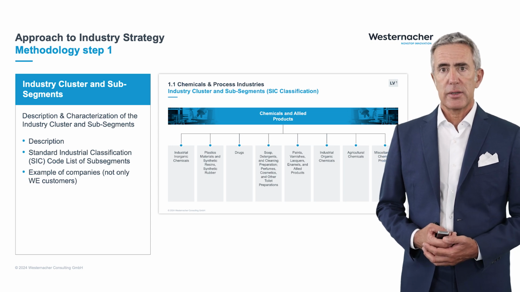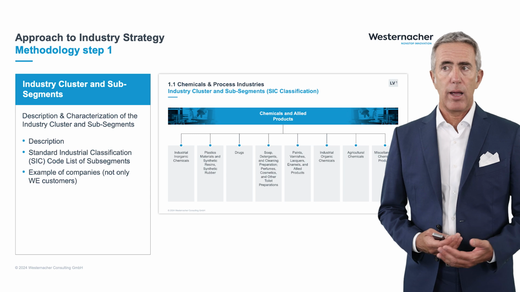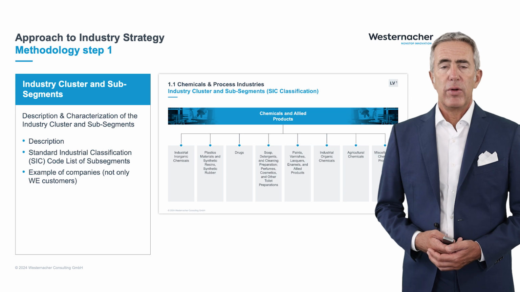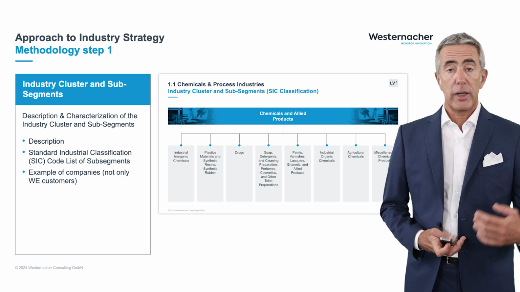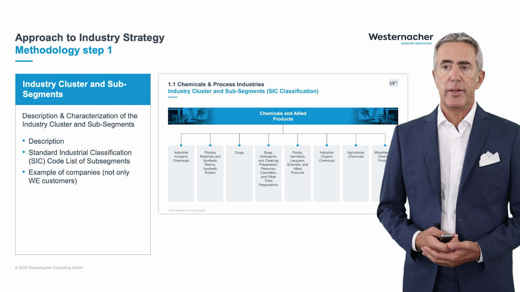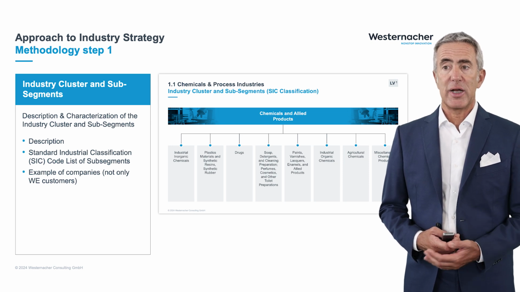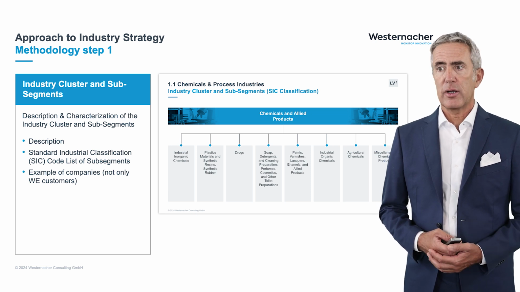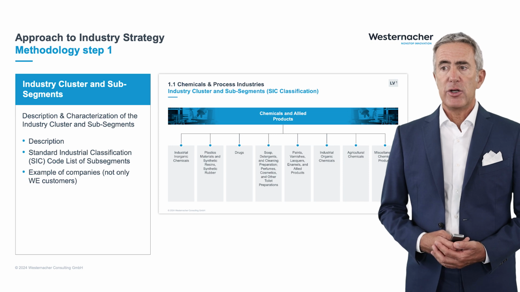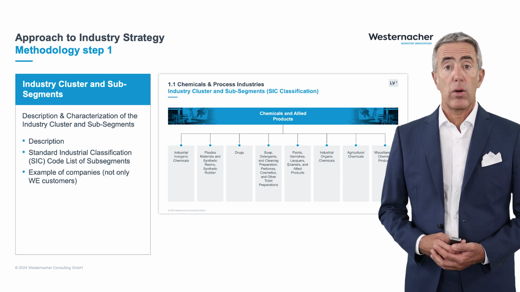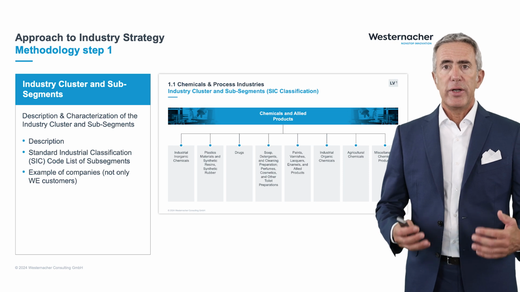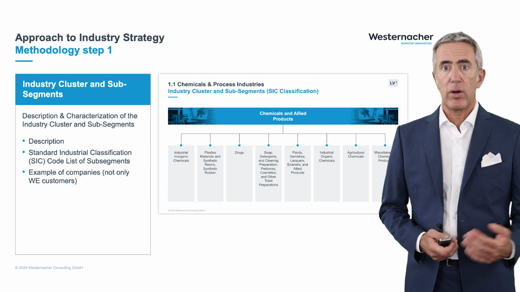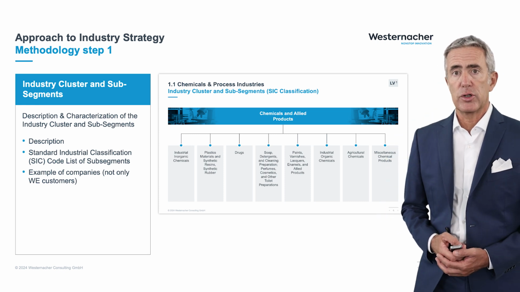For example, in this slide, you can see as an example how we define the chemical and allied product industry, with some sub-industries belonging to the chemicals, like industrial inorganic chemicals, like plastic materials and synthetic resin, like drugs, like soap and detergents, like paints, varnishes, or like industrial organic chemicals. In this way, we define all the companies and the business of the companies that belong to a specific industry.